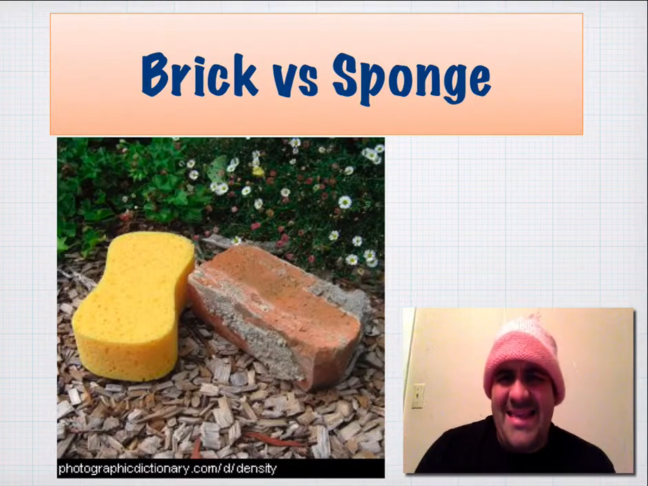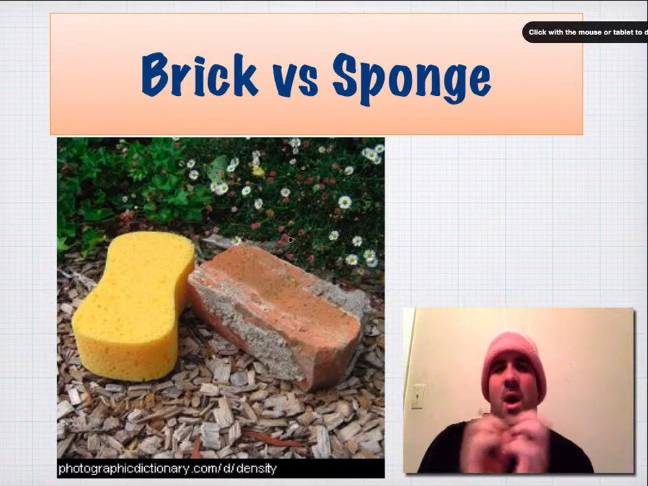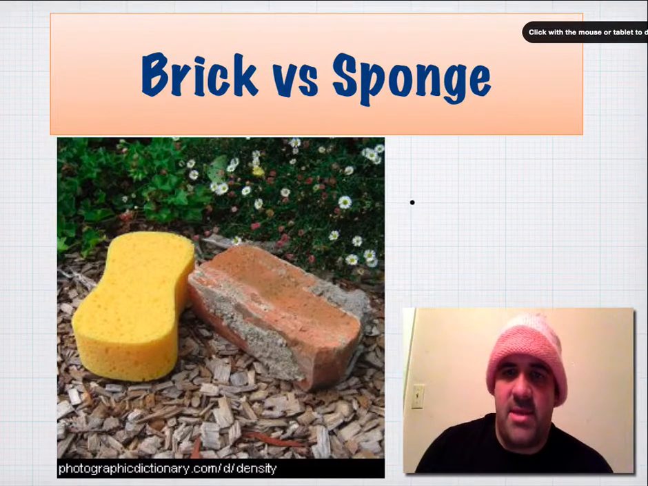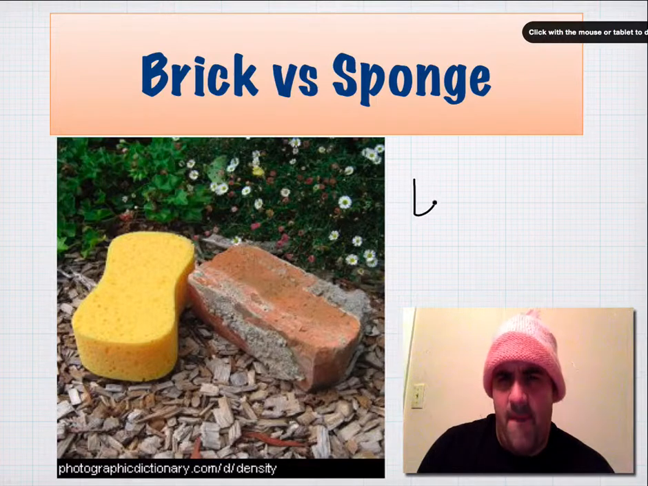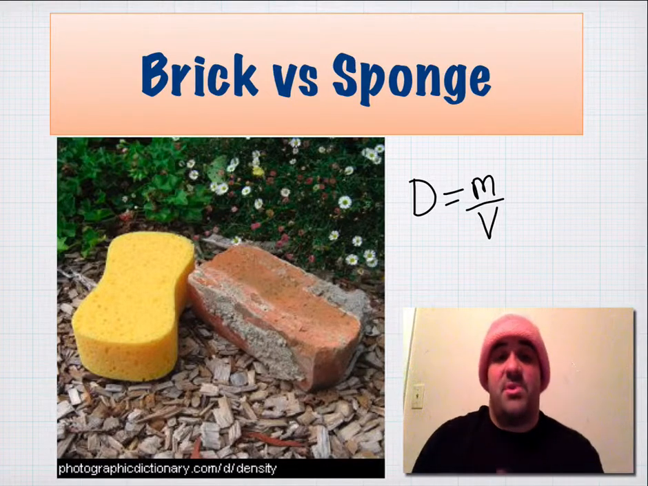And recall that density is a measure of how compact an object is. It's a measure of how tightly wound the atoms or the particles composing something are. Density is equal to the mass of an object divided by its volume. The volume is how much physical space it takes up.